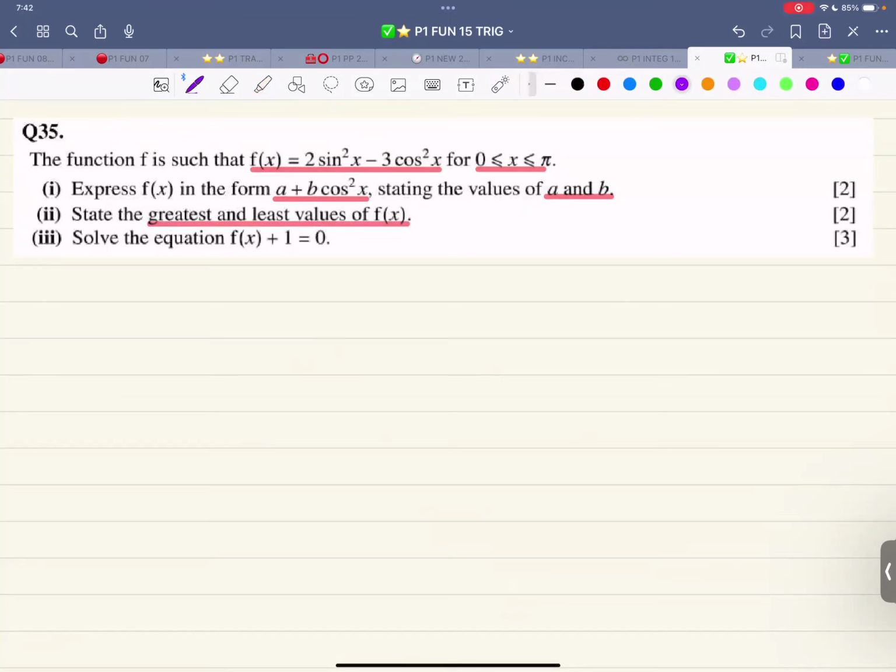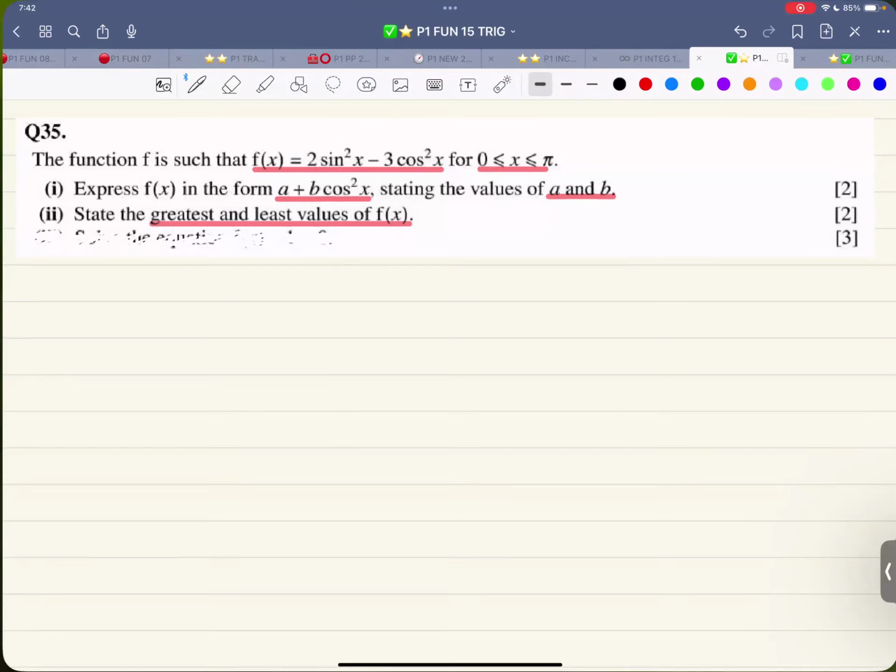Right now, I'm not interested in the last part, so let me just erase this thing. I'm not interested in solving the equation f(x) plus 1 equals 0, so let me erase this. And let's focus on the first two parts.